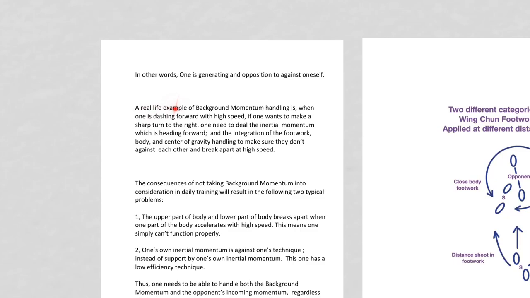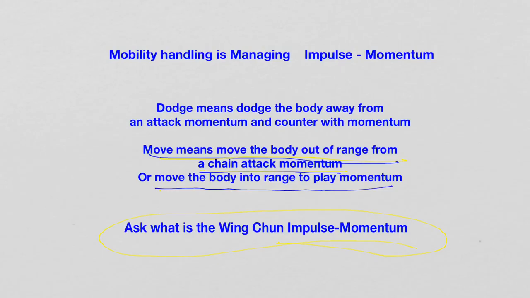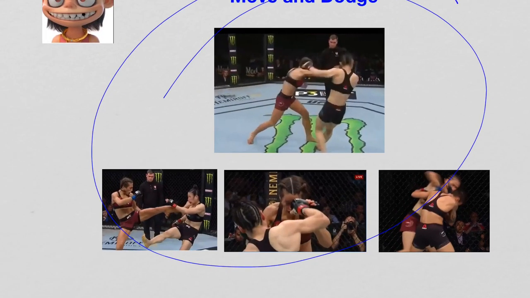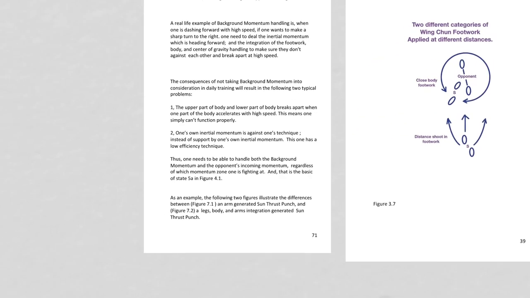Okay, a real life example of background momentum handling. One needs to know that background momentum. So over here, the body is conditioned to be able to handle the background momentum. That's why they can retaliate very fast, and they can actually charge in really fast. Otherwise, it really cannot play. Okay, so that is the background momentum. This needs to be known.